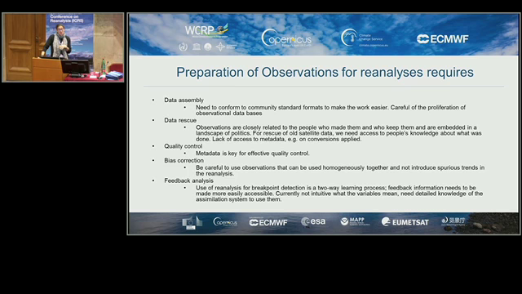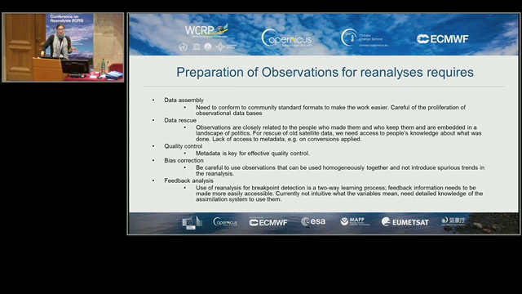On data rescue, we need to recognize that observations are closely related to the people who made them and who keep them, and they are embedded in a landscape of politics. For the rescue of old satellite data, we need access to people's knowledge about what was done, and a lack of access to metadata, for example, on conversions applied, makes the process of homogenization much, much harder. On quality control, metadata, again, is key to make this effective. And when we think about making a consistent record and the need to apply bias corrections, we need to be careful that we use observations that can be used homogeneously together and not then introduce spurious trends into the reanalysis.